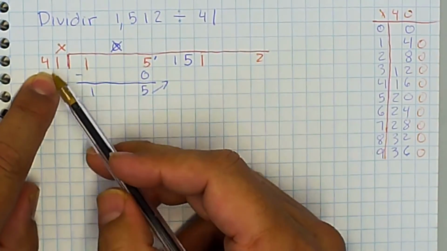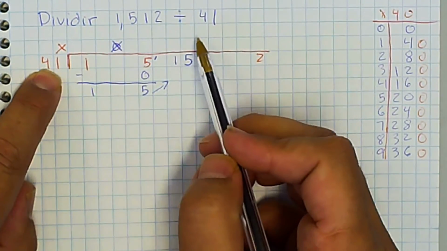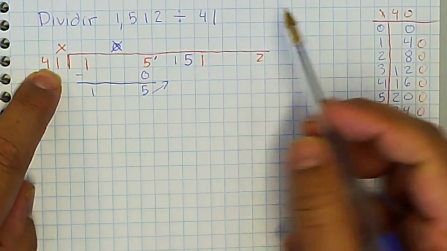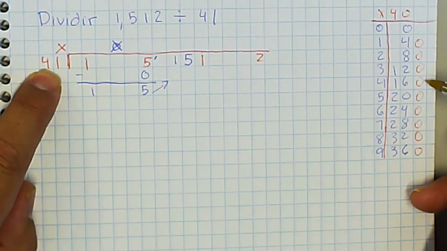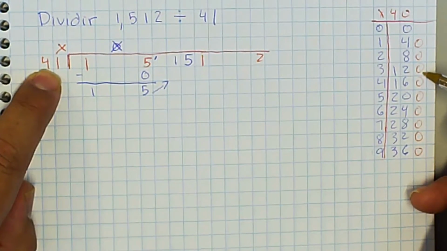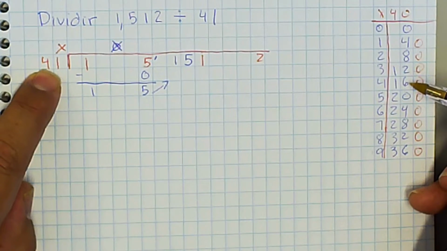Now is where this begins. 41 times what number is 151? Well, I don't know, but I know that 151 is going to be between 120 and 160. Which one can I use? Well, what would I use? Number 3.